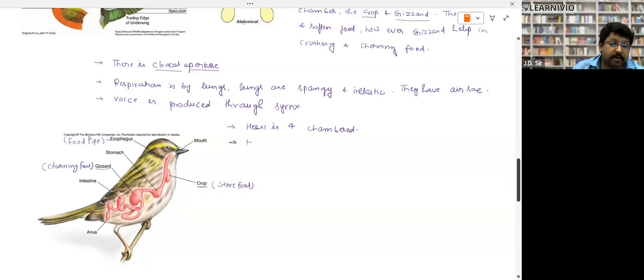Nucleus is present in RBC. So their RBCs, red blood cells, have a nucleus. Urinary bladder is generally absent.